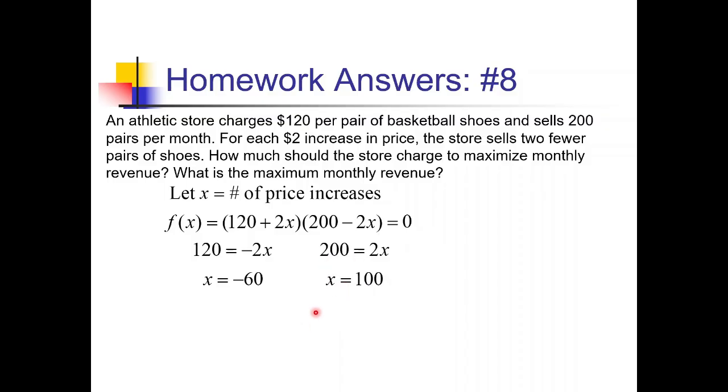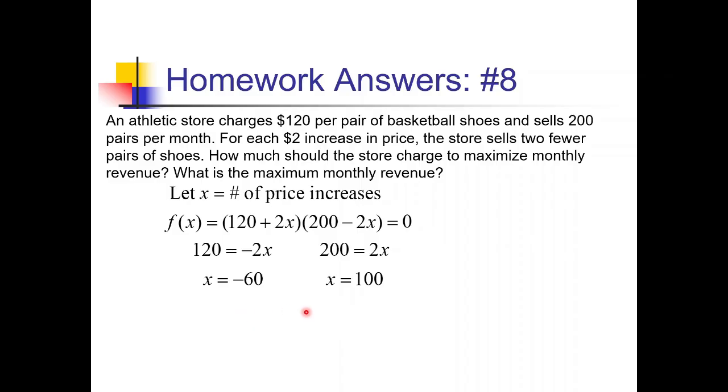In terms of real life, these are the number of increases that would cause us to have a zero revenue. The negative 60 basically would zero out your price part here, so you'd be selling your shoes for free. So clearly you would get no money for doing that, however many people bought them at that price. And then this 100, that zeroes out the number of shoes sold. So if you increase the price by $2 100 times, nobody's going to buy your shoes. So again, your price doesn't make a difference. At that point, you've zeroed out the revenue.